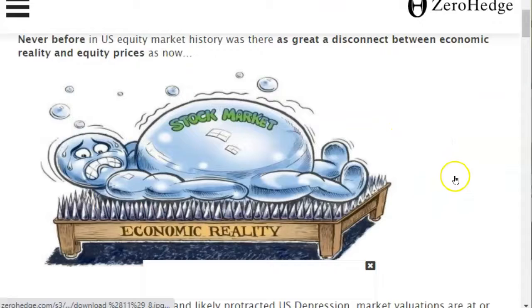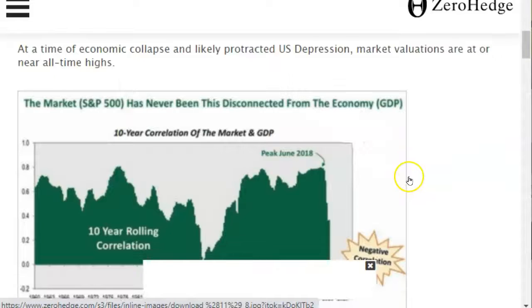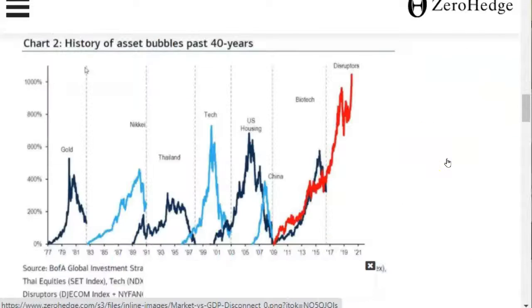And then you see all these articles. I mean, these are all clues. Stock market bubble, economic reality. That's what we're living in right now. All that money printing to support the economy, all that stimulus. That's what that's doing.